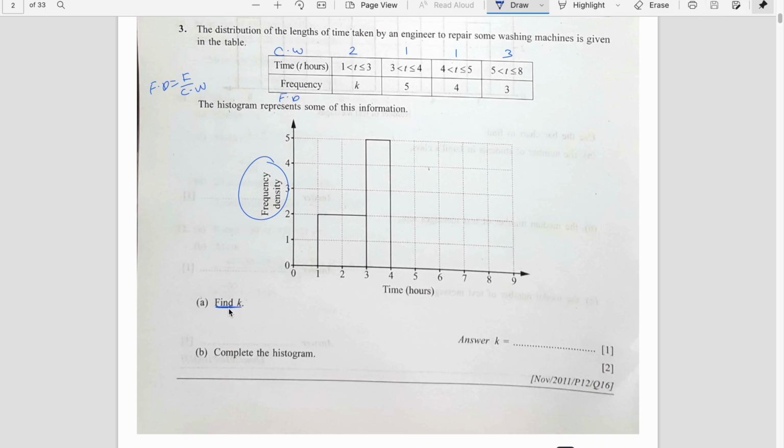So first one says find K, which is from 1 to 3. So I know that frequency density is frequency divided by class width. I'm just plugging in all the values. Frequency density from the chart is 2, frequency is K, and class width is 2. So 2 times 2 is K, which is 4. Now complete the histogram. First two are already done. Last one, frequency density is frequency divided by class width: 4 divided by 1 is 4. So from 4 to 5 we have a height of 4, and from 5 to 8 we have a height of 1.